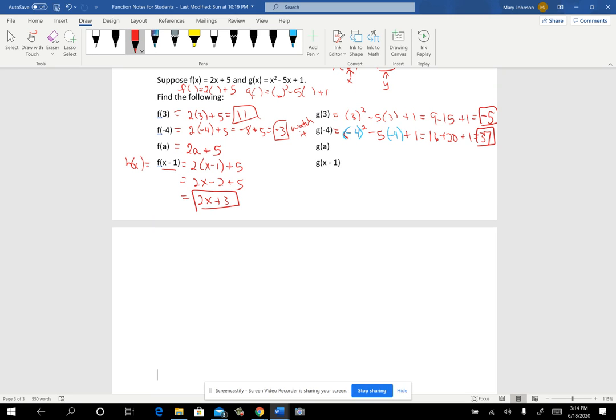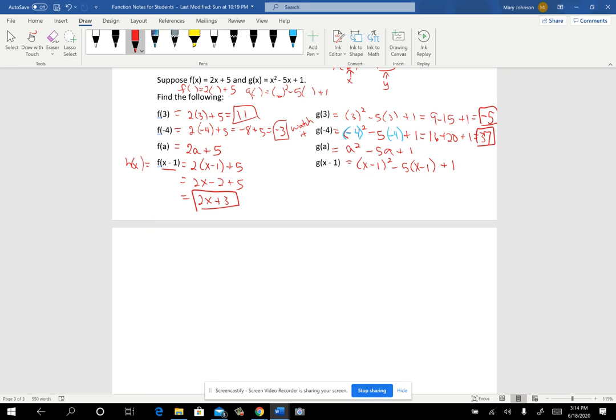Okay? All right, so that means g of a kind of works like f of a did. It's just replacing the x with an a. And then g of x minus 1 works like f did, except there's a squared. So you have a little more work to do on this. You got to take that x minus 1 and square it. Then minus 5 times the x minus 1, and then plus 1.